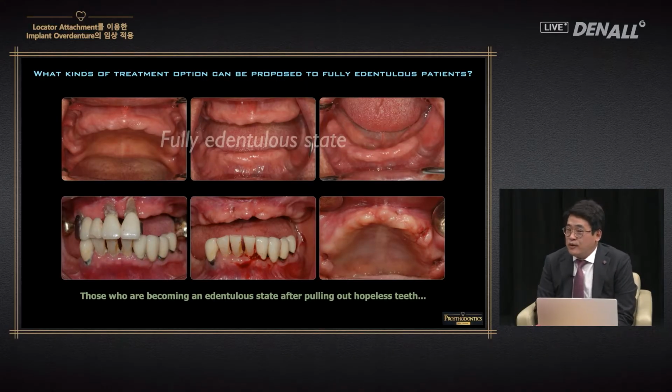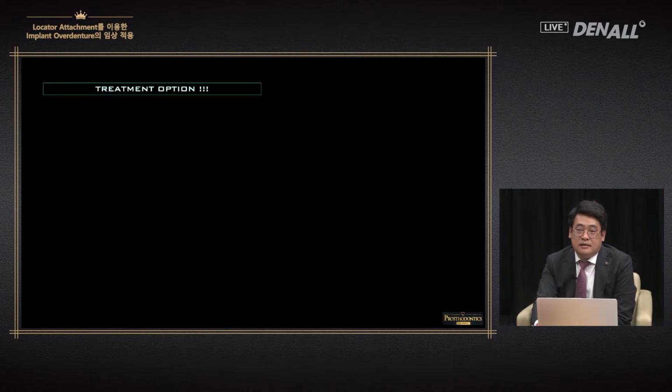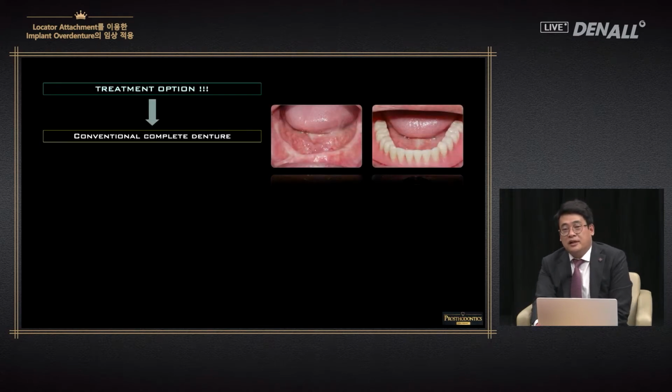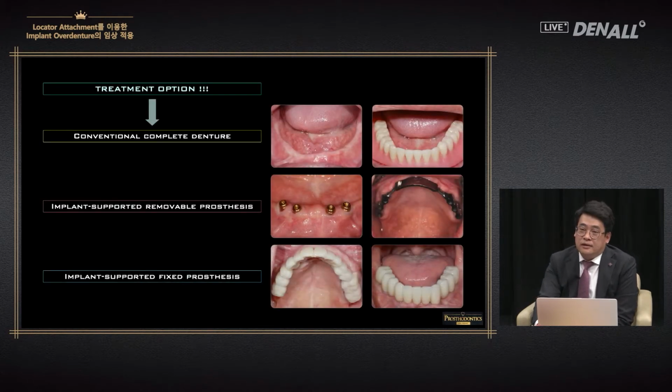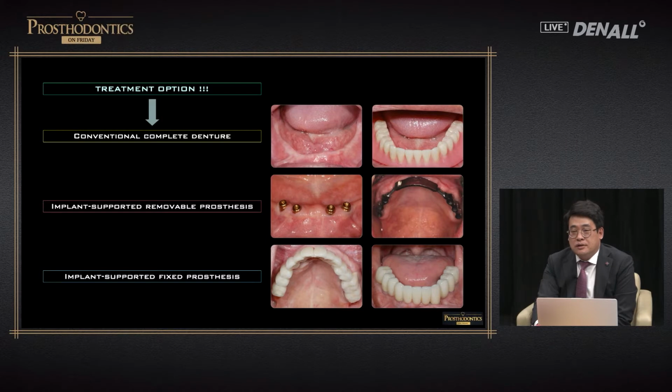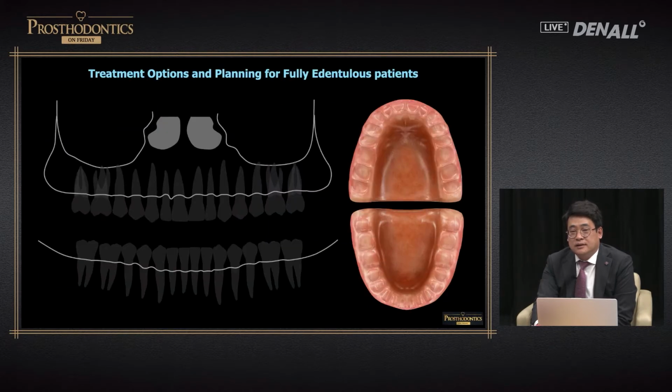At times, we come across fully edentulous patients. In other times, we have to remove all teeth and patients become fully edentulous. We need to come up with a treatment plan for these patients. There are different options, but we can think largely of three. We can provide complete denture, or place a couple of implants to provide removable prosthesis, like overdenture. We can place multiple implants and provide fixed prosthesis.